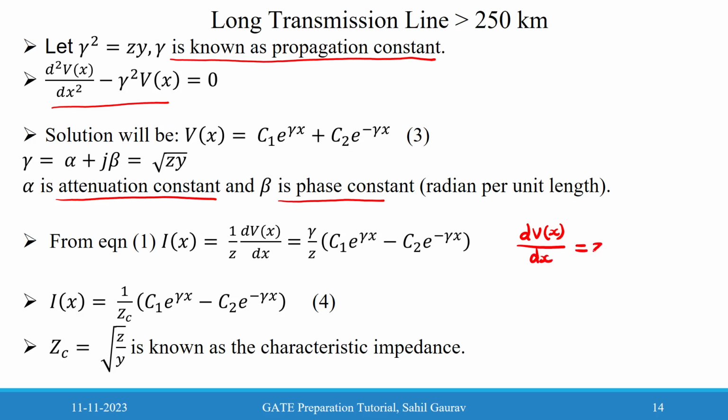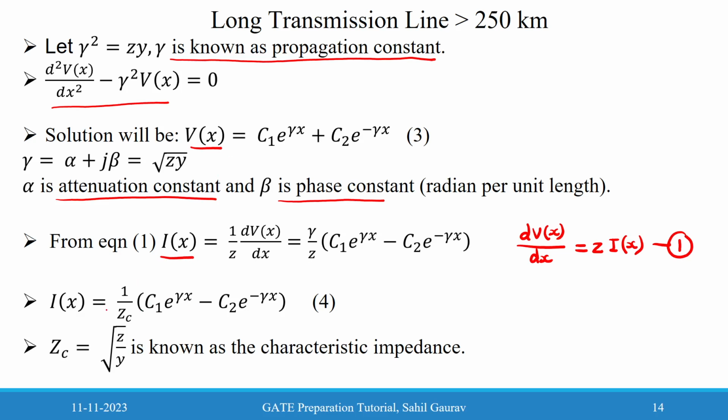So this is the first term. So we got the solution. So we can put this Vx value here. Upon taking the derivative of Vx, you will get this gamma outside, and here a minus term will come, and z will come this side. So you will get Vx and Ix in terms of the propagation constant.